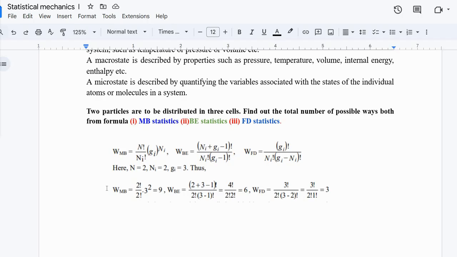For the Maxwell-Boltzmann, the arrangement is simply g to the power n. So this is 3 to the power 2. So this becomes 9. So there are 9 possibilities for Maxwell-Boltzmann statistics. For the Bose-Einstein statistics, if you put the n and g values over there, you will get 6 possibilities, if you have 2 particles and 3 cells. And for the Fermi-Dirac statistics, there will be 3 combinations. If you plug in the values, you will get 3. Now we'll see how we are arranging this.